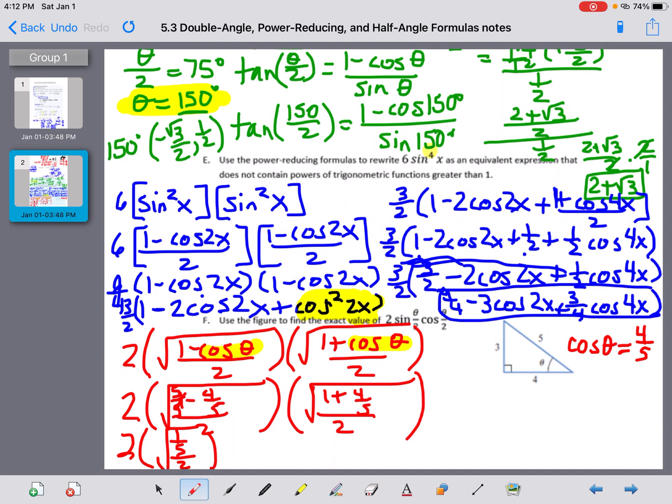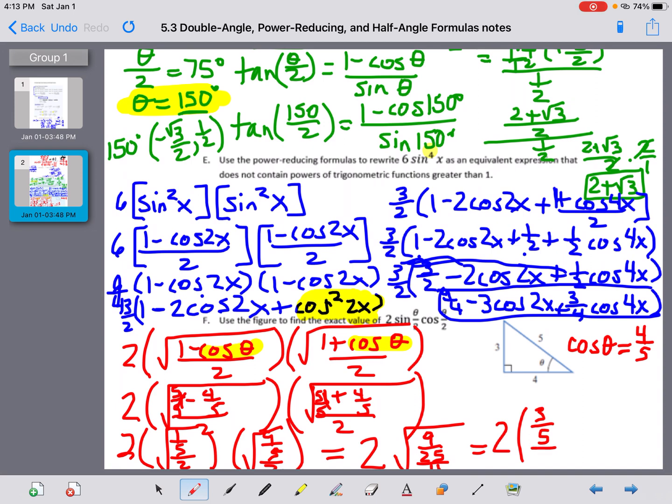I might leave it like this for a minute here. And the second one here, if this is 5/5, I get 5/5 plus 4/5. That's going to give me square root of 9/5 over 2. All right. If I want, I can go straight across and get 2 times, are you ready? 1 times 9 is 9. 5 times 5 is 25. 2 times 2 is 4. Well, lucky for me, everything is a perfect square, so I get square root of 9 is 3, square root of 25 is 5, square root of 4 is 2. My 2's will cancel, and I'm left with 3/5.